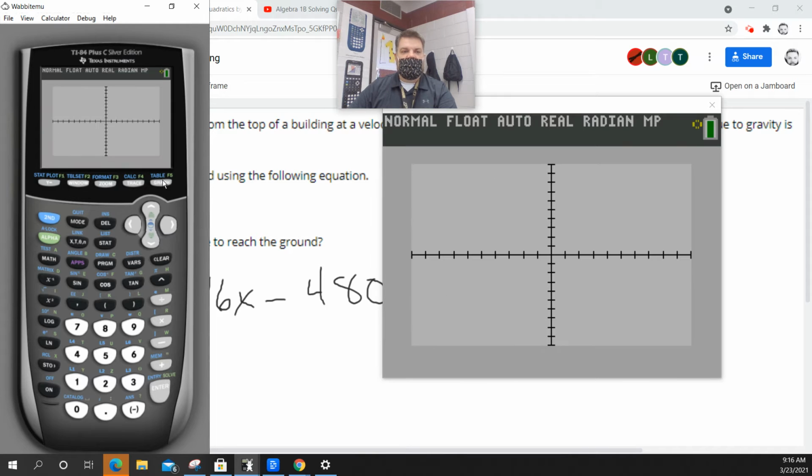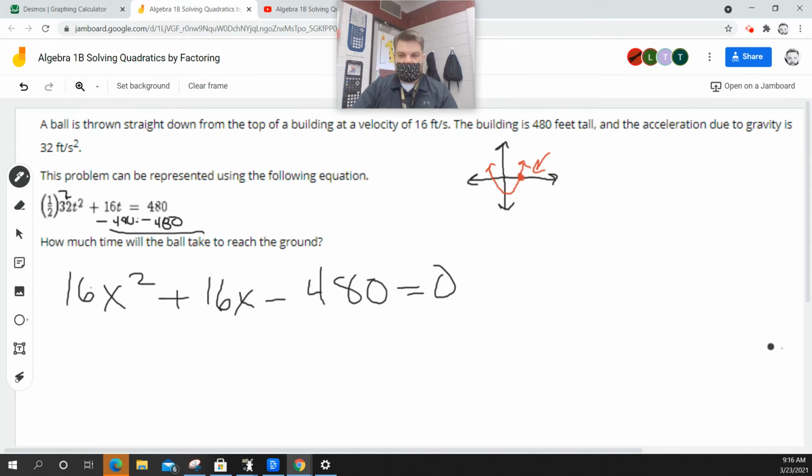If I graph it, oh shoot, it's not going to fit. But what I need to see is right here. This is where it crosses at 1, 2, 3, 4, 5. So my answer should be 5. Let's go ahead and figure this out, though.